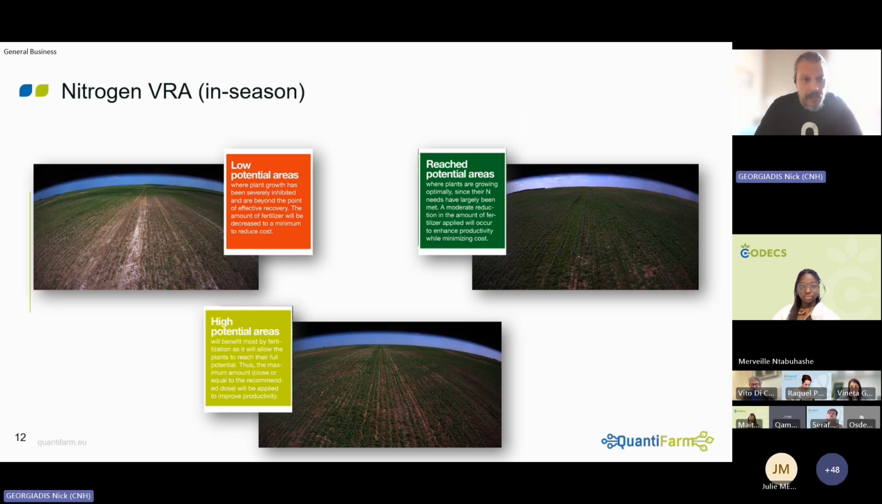Concerning the nitrogen VRA, in every case there is an agronomic algorithm behind each operation. The difference of the nitrogen VRA is that it divides the regions into different potential areas. The high potential one, the low one.